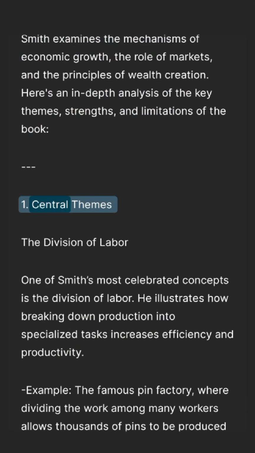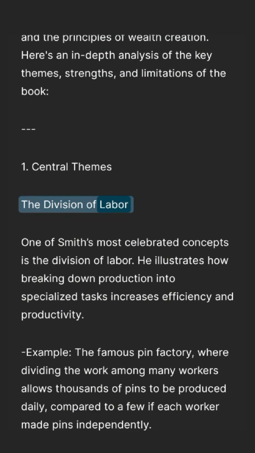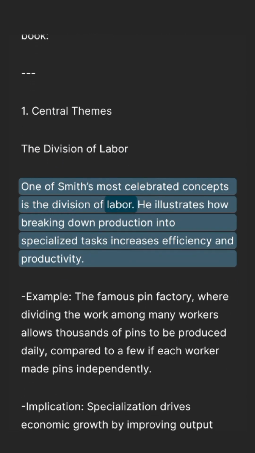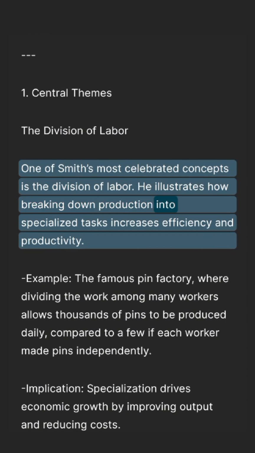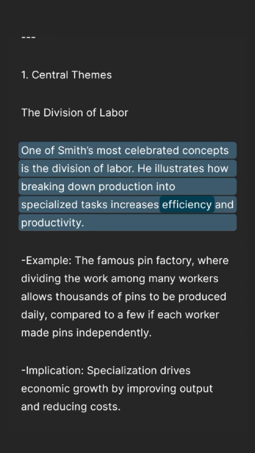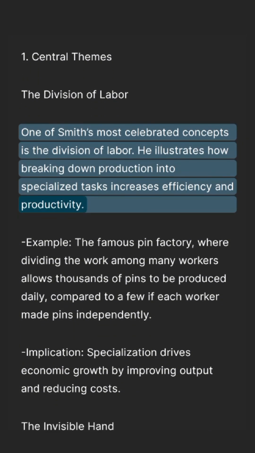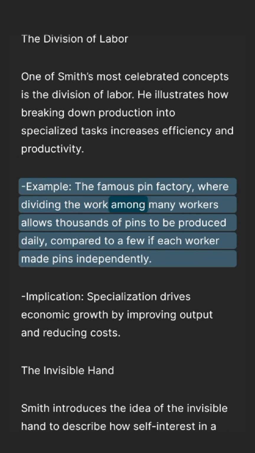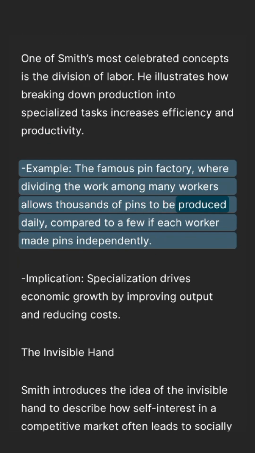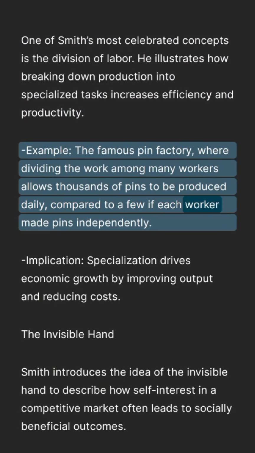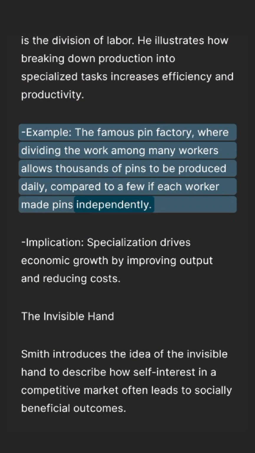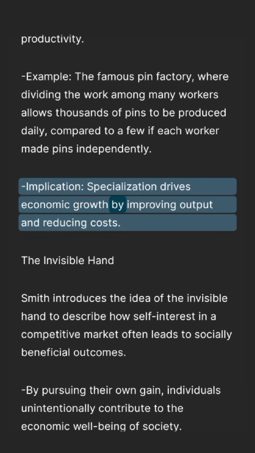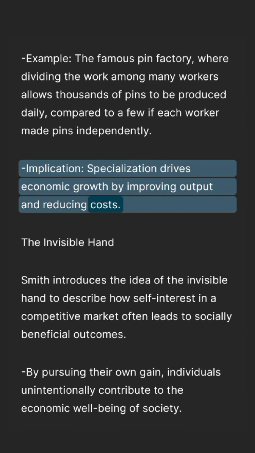1. Central themes: the division of labor. One of Smith's most celebrated concepts is the division of labor. He illustrates how breaking down production into specialized tasks increases efficiency and productivity. Example: the famous pin factory, where dividing the work among many workers allows thousands of pins to be produced daily, compared to a few if each worker made pins independently. Implication: specialization drives economic growth by improving output and reducing costs.